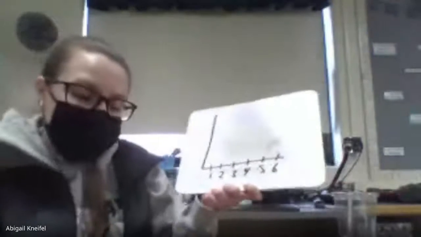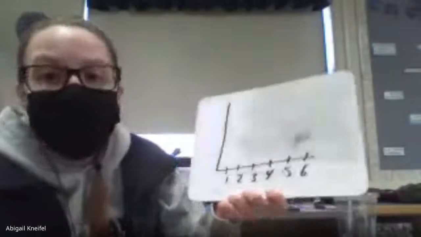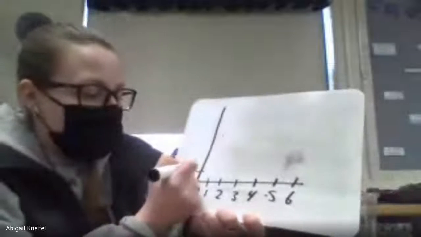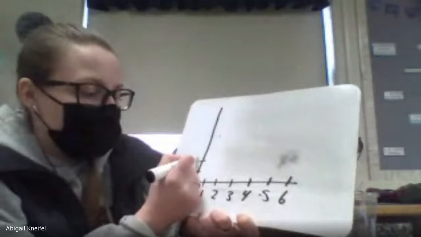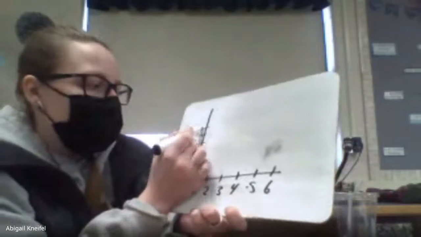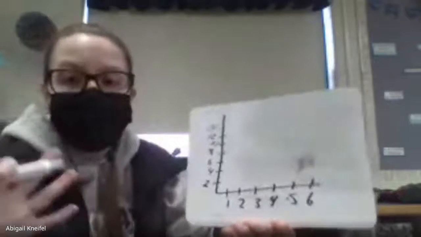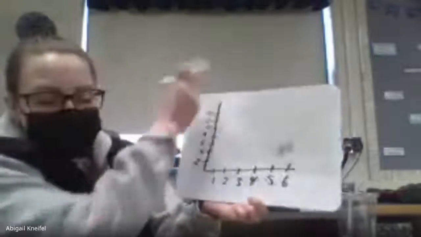Now for the y-axis, I have 10, 12, 8, 14, 6. If you notice, all of those are even numbers, so the easiest one to do is to count by twos. 2, 4, 6, 8, 10, 12, 14. That for me would be the easiest. You could also do it by ones. For me, it would be the easiest to do 1 through 6 and then 2 through 14.